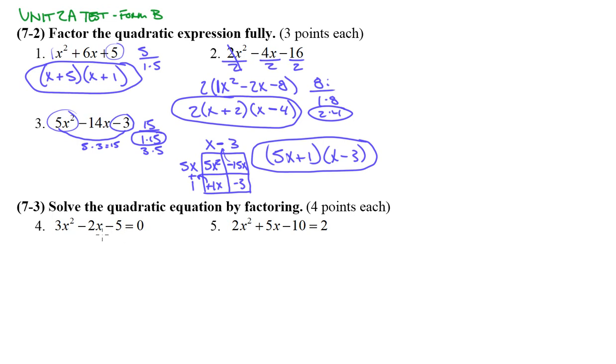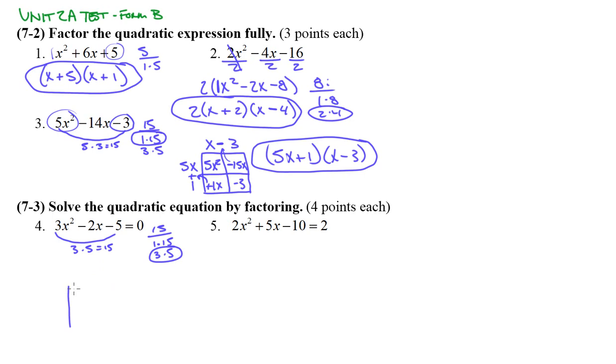And now we ask, are there any common factors? Which there aren't. So now we multiply the 3 times the 5, which is 15. We come up with the factors of 15, which are 1 times 15 and 3 times 5, right? And then we ask which of those have a difference of 2. 3 and 5 have a difference of 2.